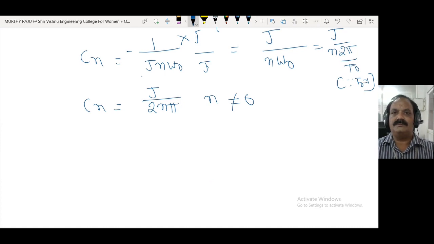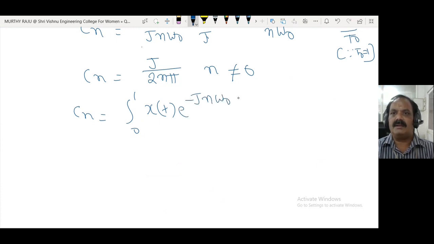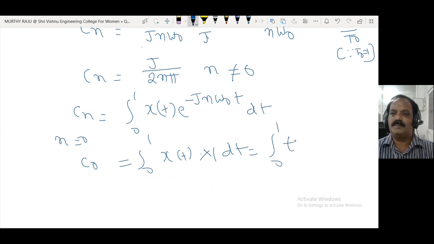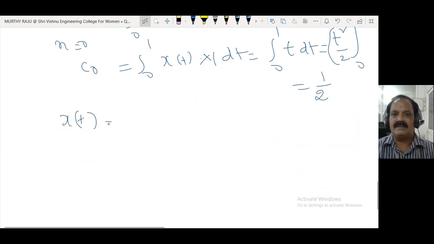For n equal to 0, we know that generally Cn is the integral from 0 to 1 of x of t e power minus j n omega naught t dt. Put n equal to 0, so C0 is the integral from 0 to 1 of x of t, and e power 0 is 1, dt. We know that x of t is t in the interval 0 less than t less than or equal to 1, so the integral of t dt is t square by 2, from 0 to 1, which gives 1 by 2 for n equal to 0.